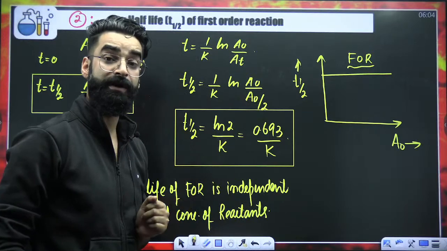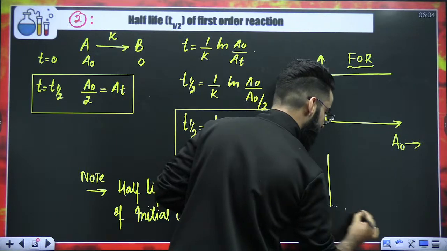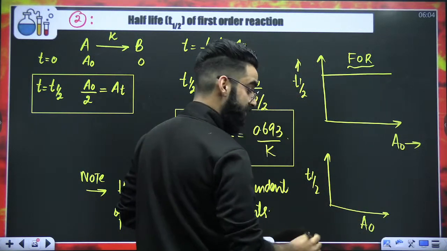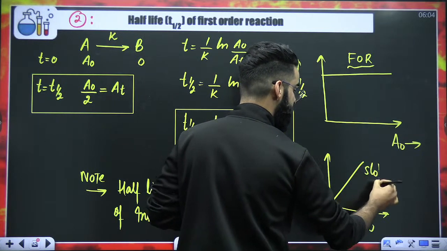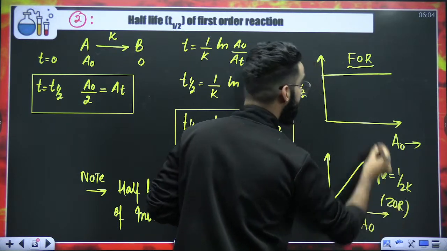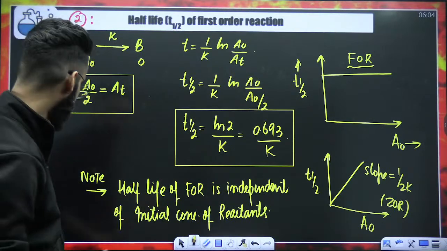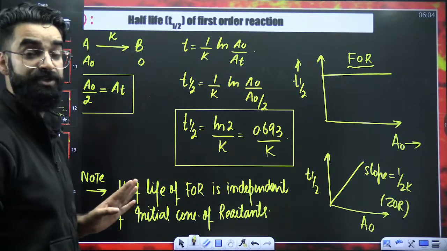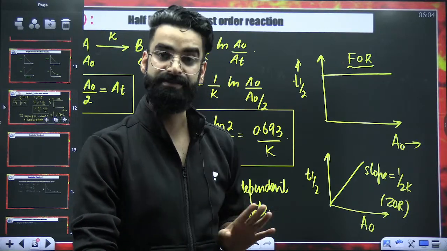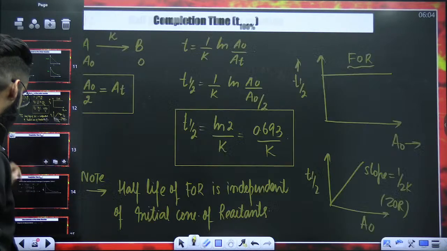Whereas if you remember your zero order reactions, T half used to be equal to A0 by 2K. And when I plotted a graph between T half versus A0 for a zero order reaction, it used to be like this, whose slope used to be equal to 1 divided by 2K. This was for zero order reaction, but this is for first order reaction. You know it, right? Simple. So this was the half-life expression I want you guys to remember from now onwards. T half is equal to ln 2 by K, equal to 0.693 divided by K. So this was the second parameter which I wanted you guys to remember.